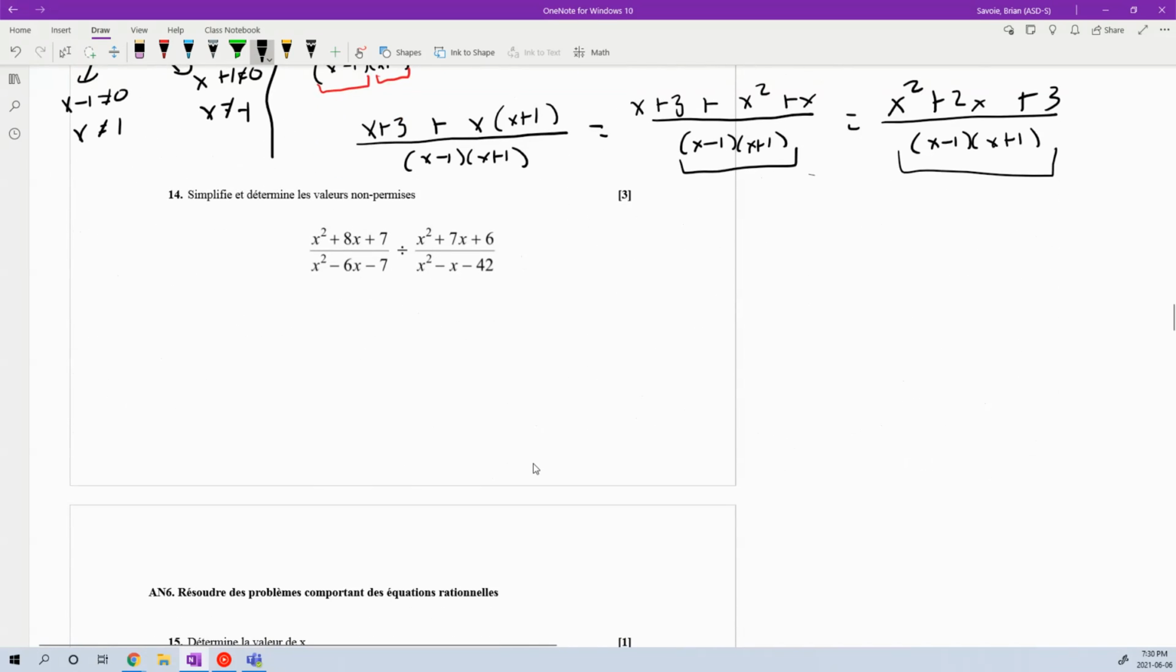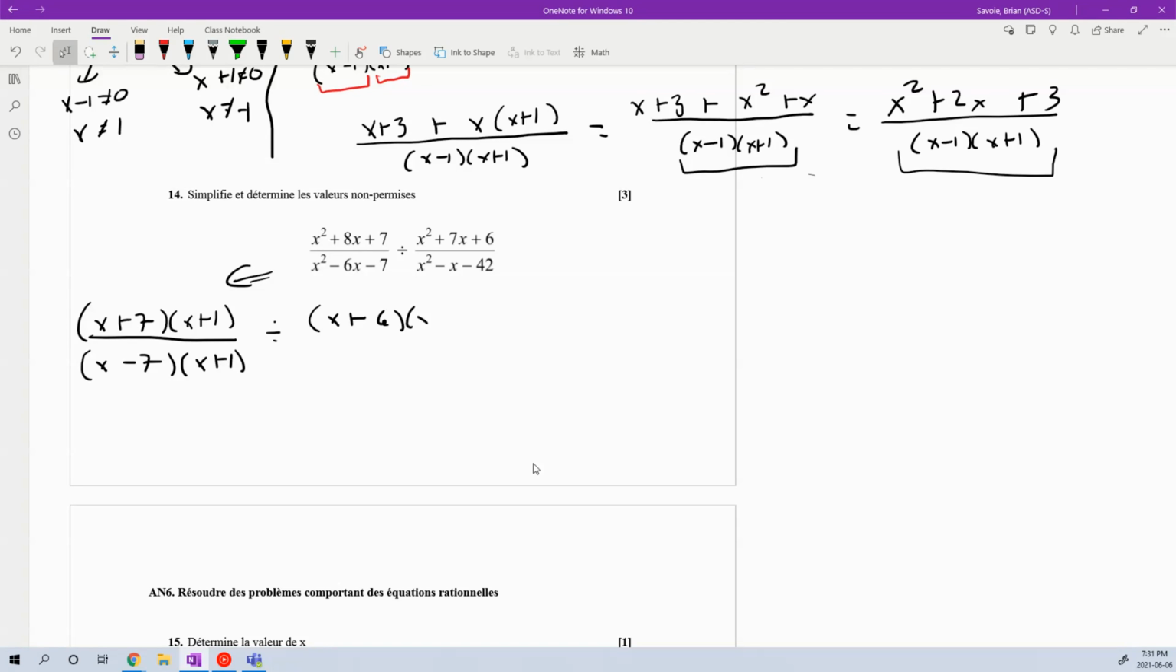All right, let's look at this big guy right here. So I'm going to simplify and then divide. I'm going to go over here and just factor everything. All right, so I'm going to have x plus 7, x plus 1, all over x minus 7, x plus 1, divided by x plus 6, x plus 1, all over x minus 7, x plus 1. All right. So I'm going to make a little star here and talk about NPVs.